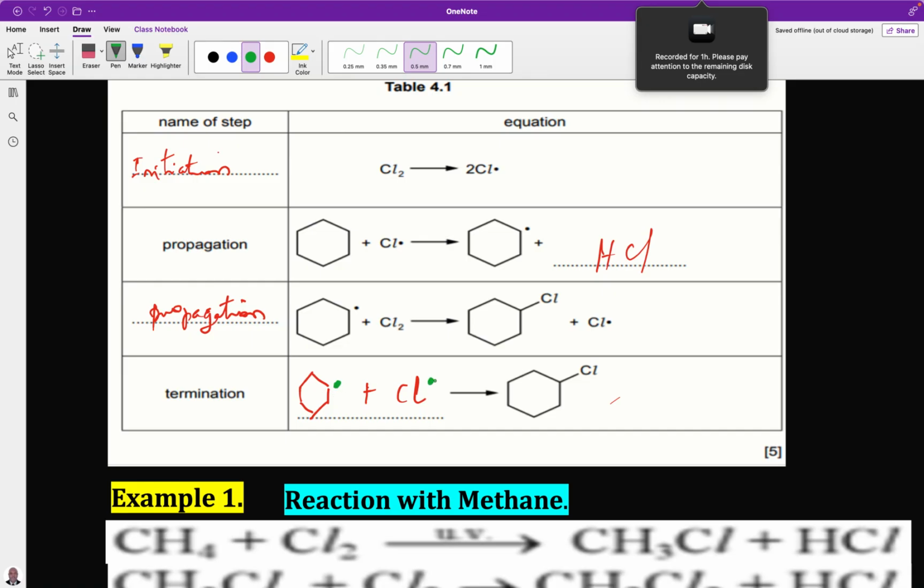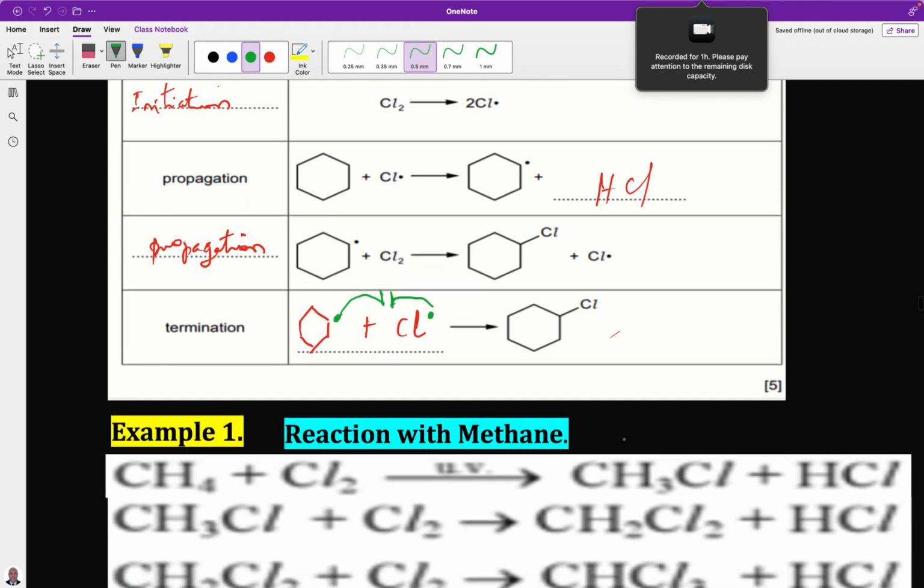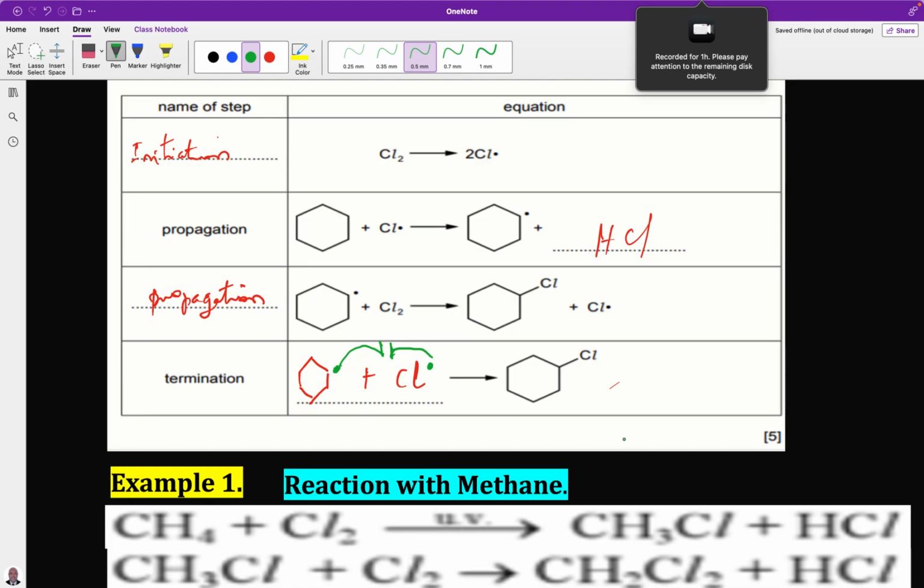Now when a free radical reacts with a free radical, these two electrons come together and this other one comes together. They are half electrons. They come together to produce this one, and this is the molecule. That is how you can do this reaction. So please, learners, solve more problems like this one, and you will become used to the mechanism.